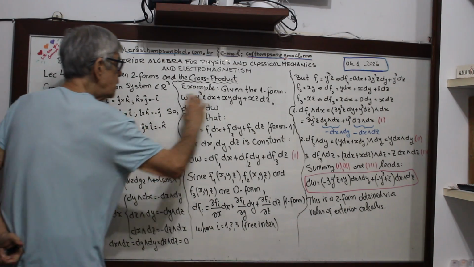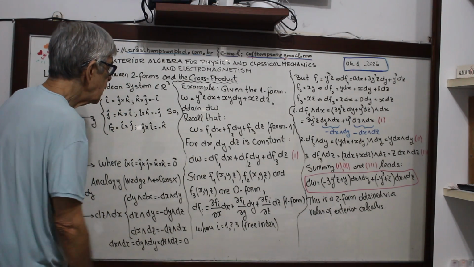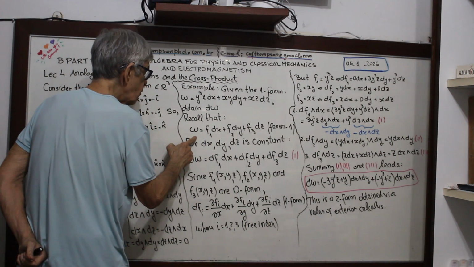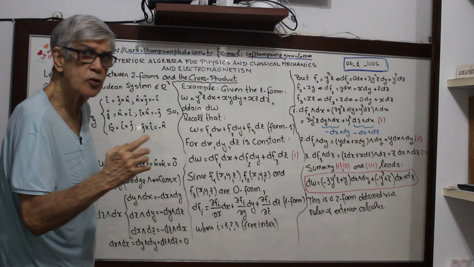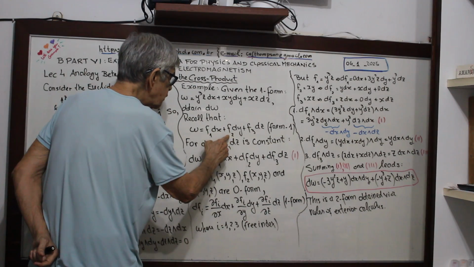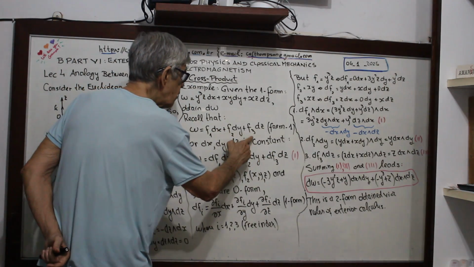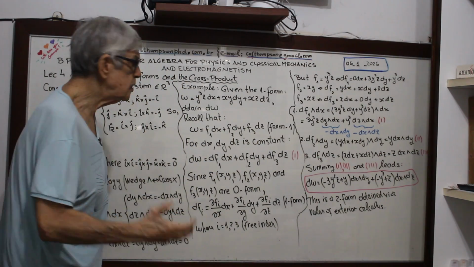Now, I give this and obtain d omega. Now, omega is a one form, so it is f1 dx plus f2 dy plus f3 dz, where f1 is a function of x, y, and z, f2 is a function of x, y, and z in general, and f3 is a function of x, y, and z.